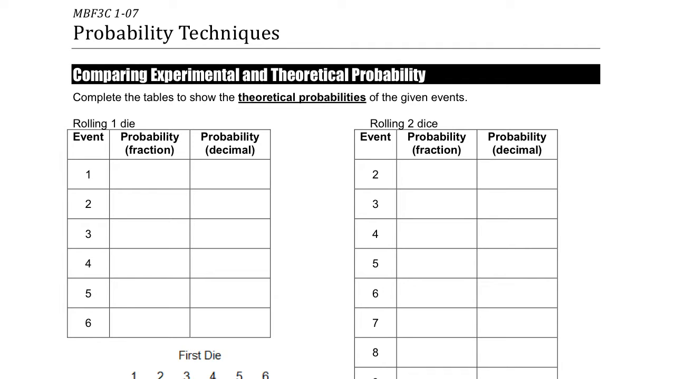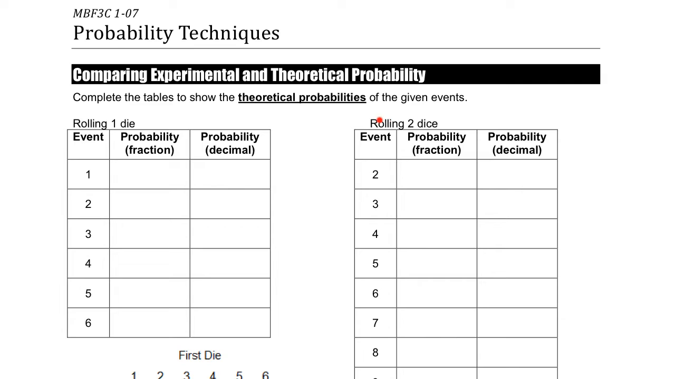In the last two lessons, we looked at experimental probability and theoretical probability separately. Now we're going to be looking at different techniques that we can use when dealing with any kind of probability type question. So to begin with, I'd like you to figure out the theoretical probabilities for all of these given events. So first off, you're going to be rolling a single die.